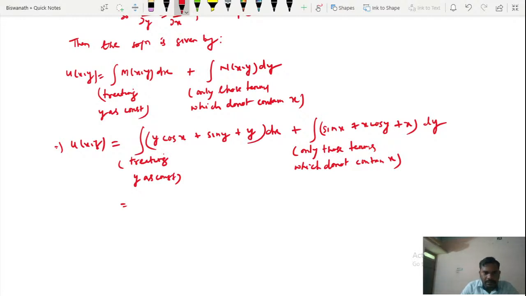How will we take the integration of this one? This is y cos x plus sin y plus y.